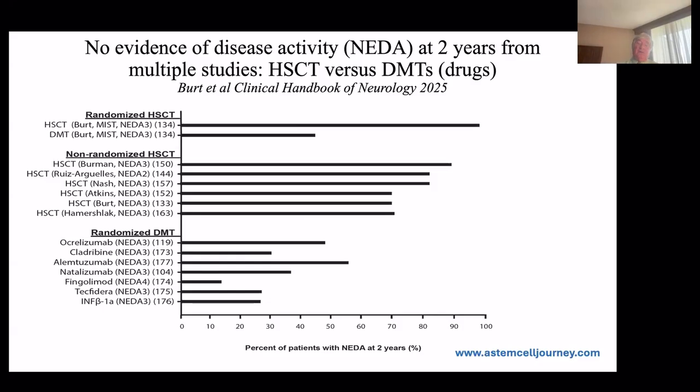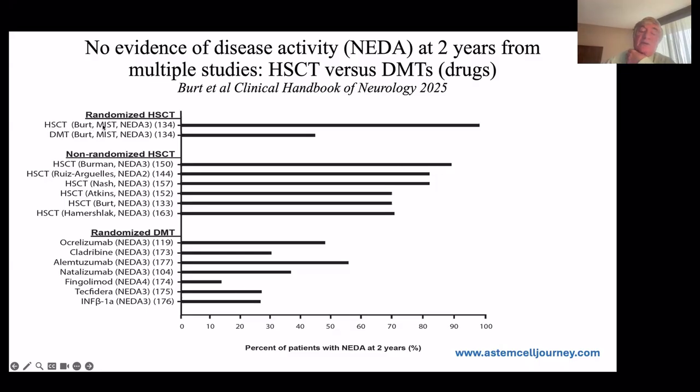Now, our randomized trial was in 4 centers. There was no difference between the centers, and they were international centers. So are we consistent with the literature out there? Different people report different things, but if we look at NEDA, no MS disease activity at 2 years, for multiple studies, HSC versus drugs. Here are all the drugs that we have reported, and you can see it's under 30% to 40%. Whereas transplant, and these are non-randomized, is out here over 80%, double the drugs.